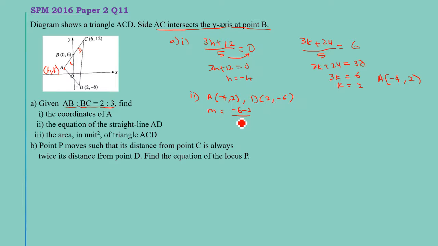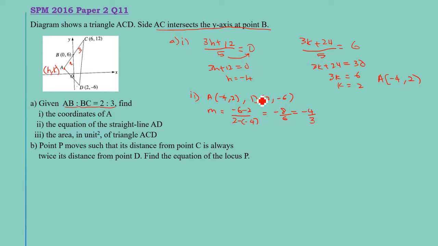Divide by the difference in your x value. Be careful with the plus and minus sign. If it's a negative point, remember the plus and minus sign in the difference. Make sure you don't make a mistake in that. So you have -8 over 6, which is -4 over 3.